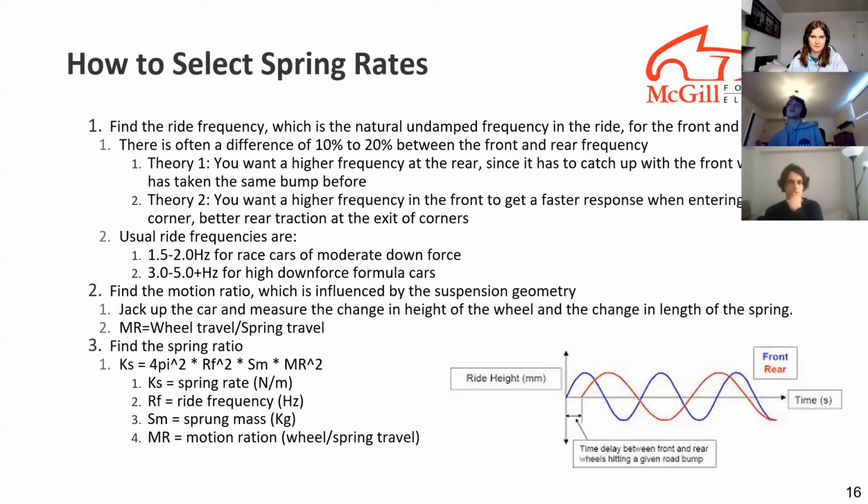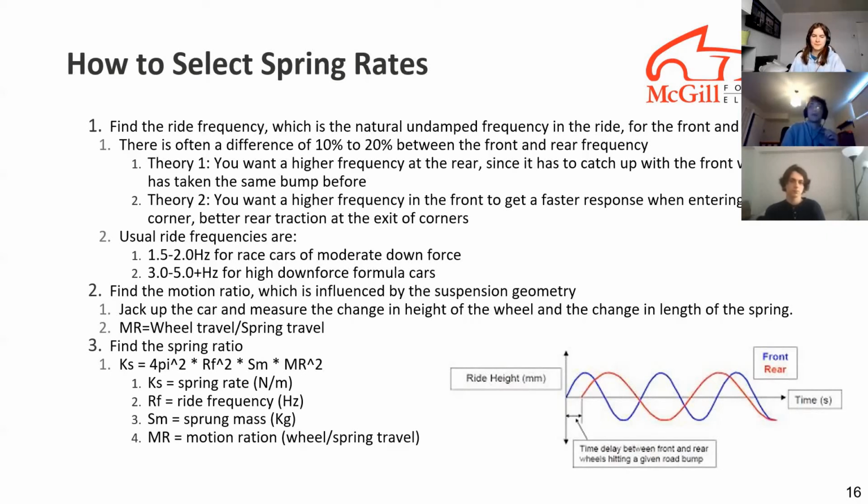However, there's this other theory that says that you want a higher frequency in the front to get a faster response when entering corners and a faster acceleration at the exit of the corners. Usually, a good idea of ride frequency would be 3 to 5 hertz for high downforce cars, like we're building. But it can be lower than this. So for example, for moderate downforce cars, it will be more about 1.5 to 2 hertz. Yeah, so here at MFA, we really aim to be between 3 and 5.